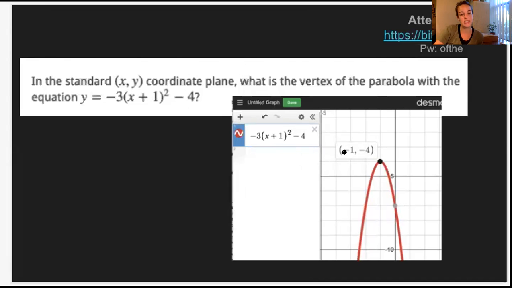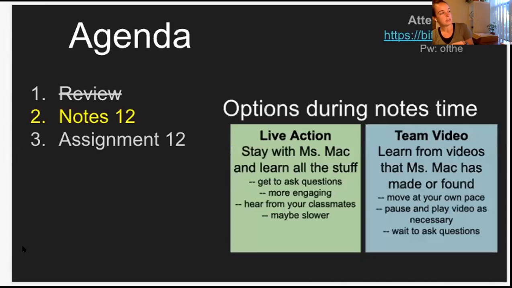So the number is -1, -4. That is your best way of solving this problem. So remember, the vertex is that top turning point. Cool. All right, our review is done.